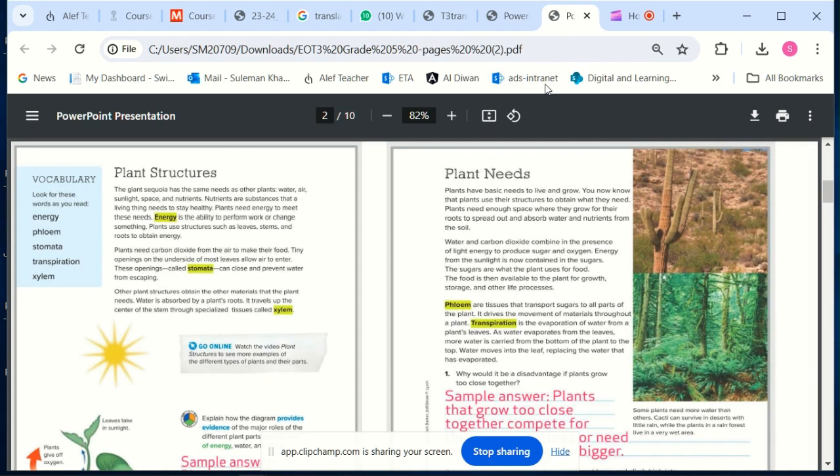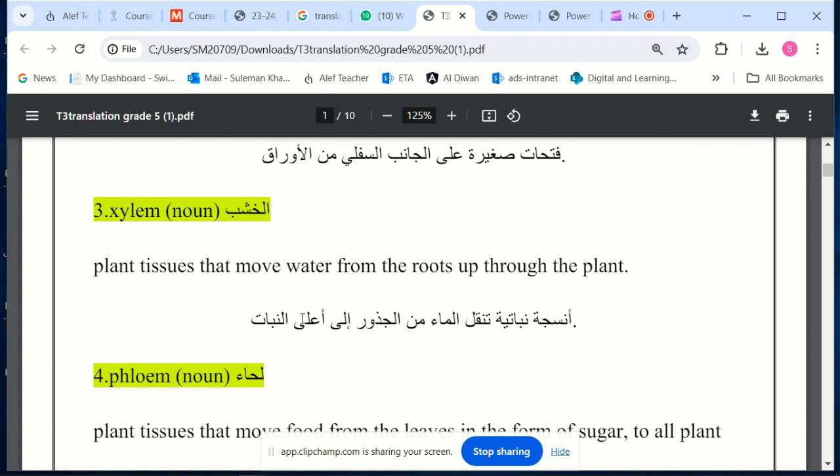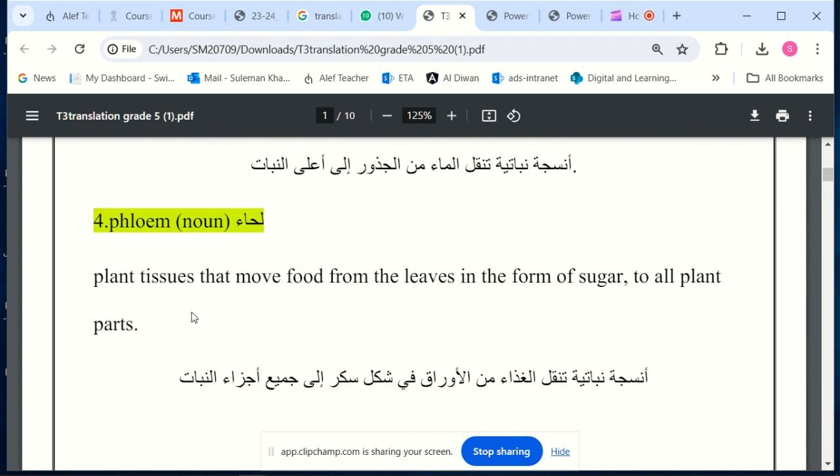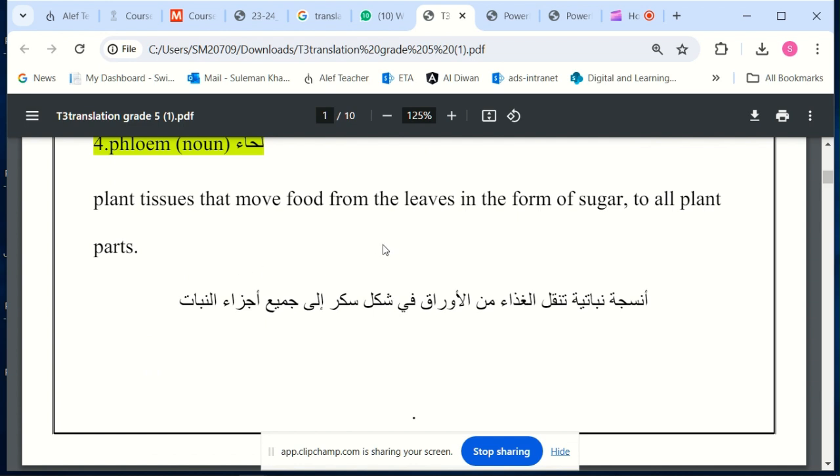So you will see here phloem. It carries sugar. And I will show you also here phloem. هذا plant tissue that moves food from the leaves in the form of sugar to all the plant parts. And you can see translated for you.